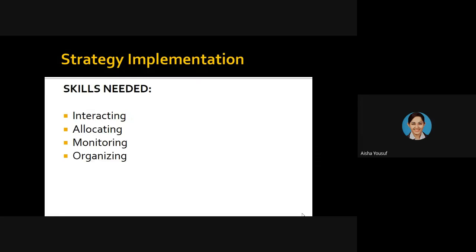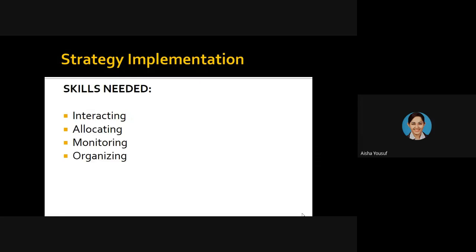Number 2 is allocating skill. Allocating skill is the ability to provide the organizational resources necessary to implement a strategy. Successful implementers are talented at scheduling jobs, budgeting time and money, and allocating other resources that are critical for implementation. तो आपको एज अ मैनेजर ये पता होना चाहिए कि कौन सा रिसोर्स कब और कहाँ allocate करना है timely.